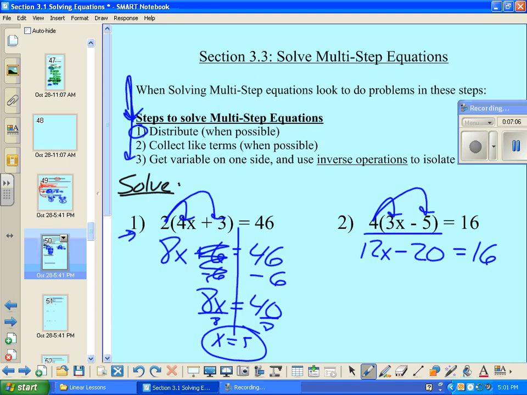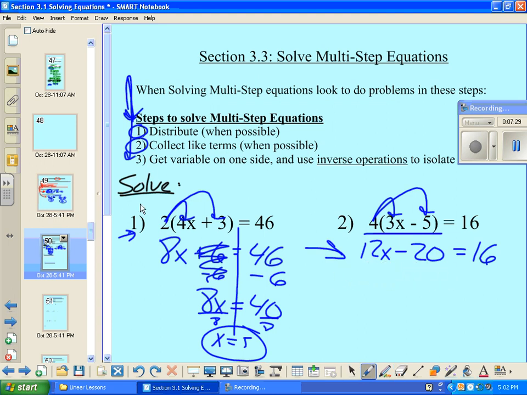I kind of forgot to mention this in the first problem, but now I should actually consult my steps and look at step number 2. Do I have to do that? In this particular problem, there are no like terms to collect. I have 12x, I have 20. That's a term with a variable, and then just a constant. I can't combine those things at all. So no, there's no like terms to collect on one side of the problem.